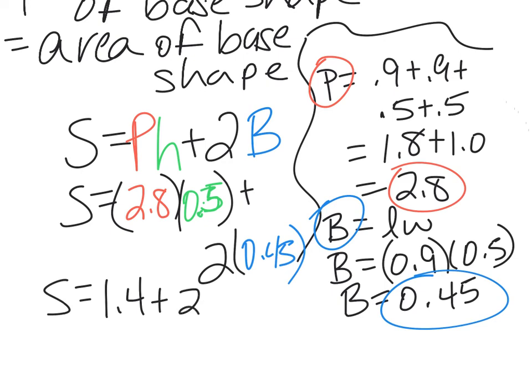And 2 times 0.45 should be 0.9, since 2 times 45 is 90. But let me just double check. Yes, 0.9. Oops, why'd I write a 2? Goodness, I don't need that. I'm going to actually do that calculation. 0.9. And then when I add them together, I get 2.3.